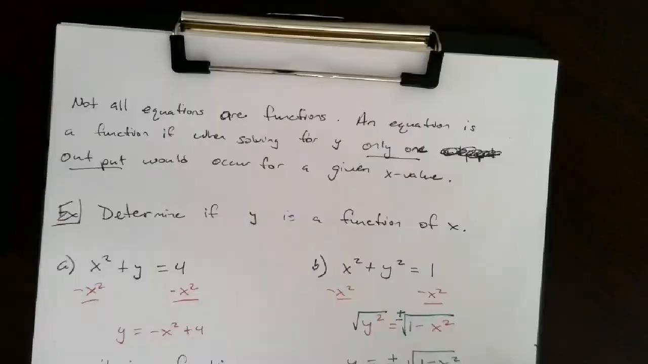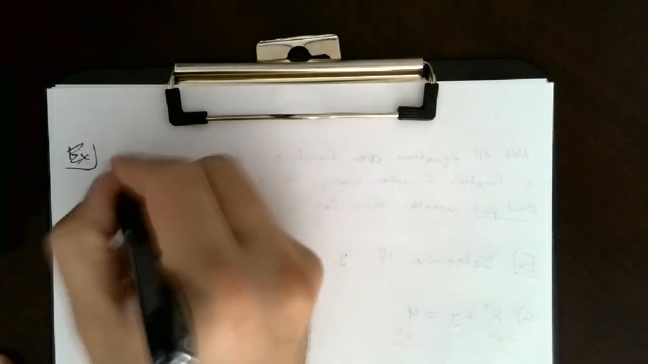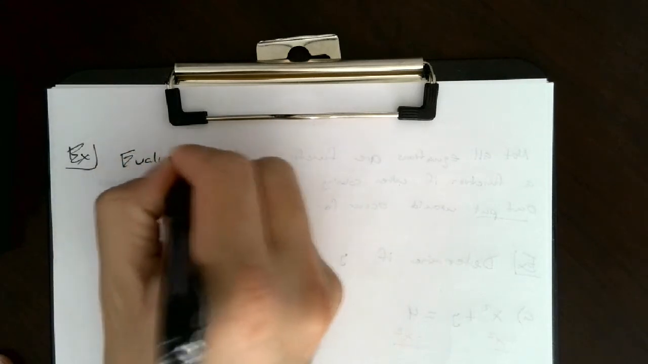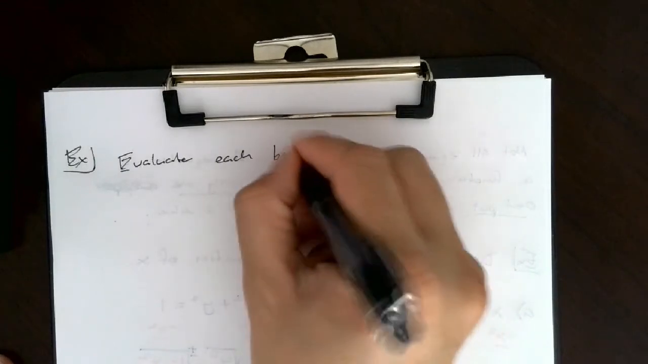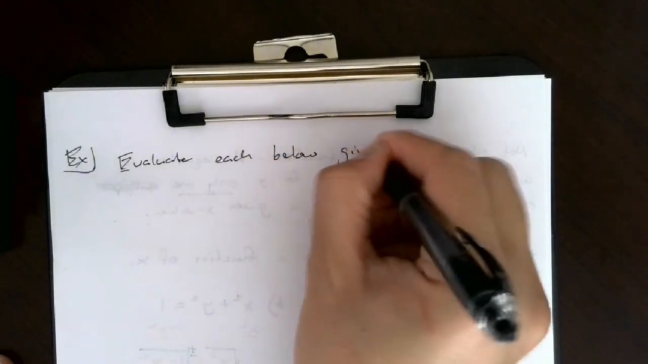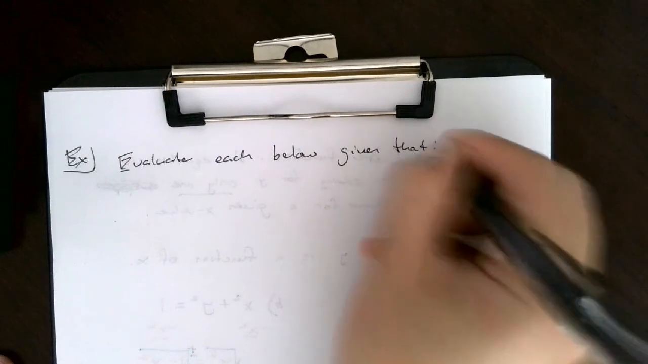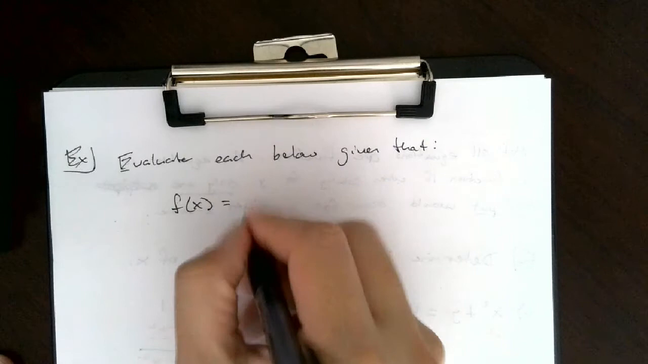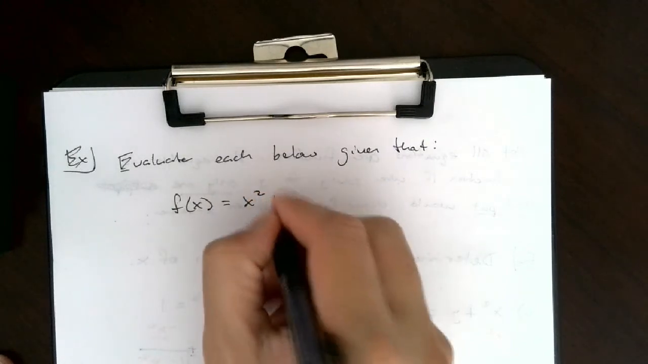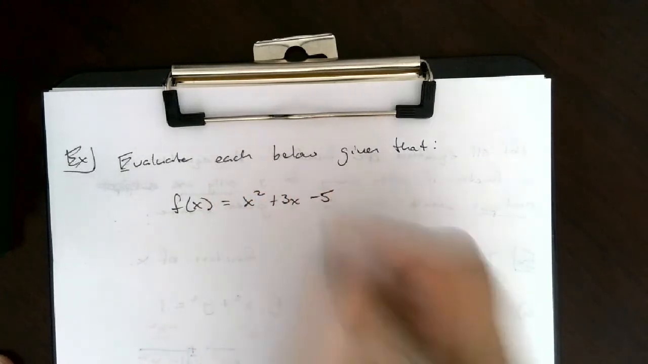The last part of this piece of the section, we're going to talk about function notation. So I'll do this through an example, but if I said evaluate each below, given that, I'm going to write a function here. I'm writing in function notation. So I'm going to write f of x equals x squared plus 3x minus 5.